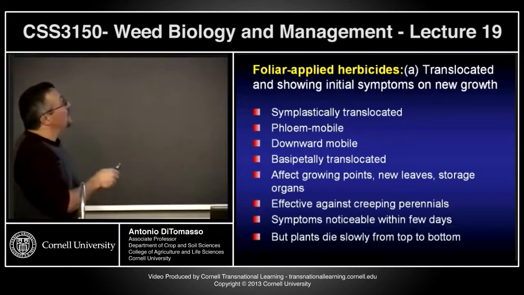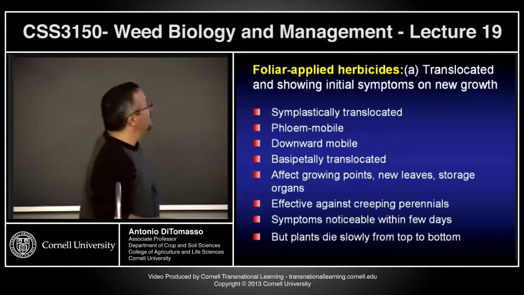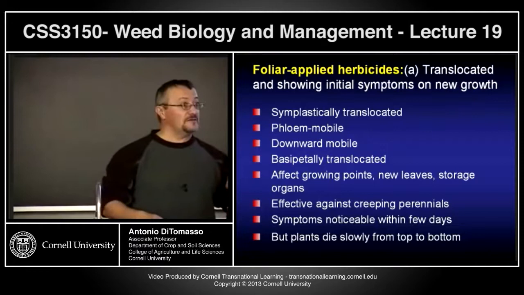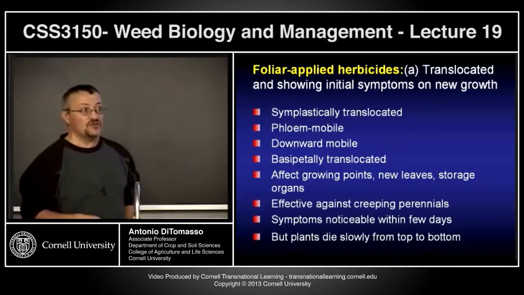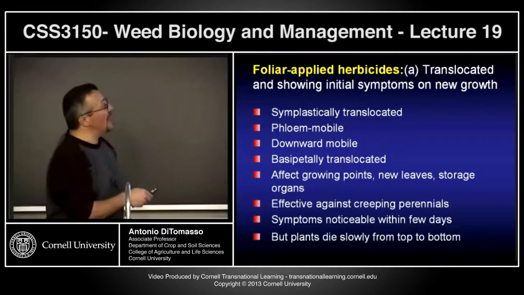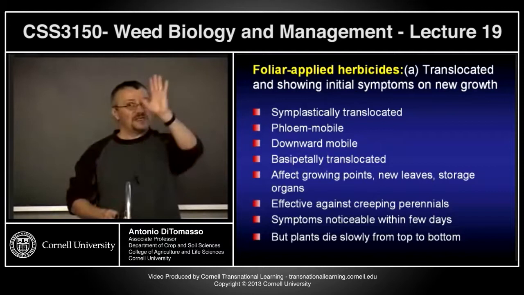This group of herbicides, which includes 2,4-D and glyphosate, are symplastically translocated, i.e. they move through the cells. Go back to the translocation notes. These do not go around the cell walls. They have to go right through the cell. They are phloem mobile. They're moving through living tissues. That's why they can't kill the plants too fast. They are downward mobile. Remember, if you're coming up with water, you're going to follow the transpiration stream. You're not going to go back down into the roots.